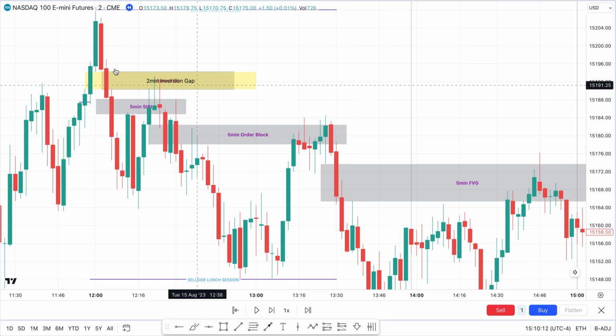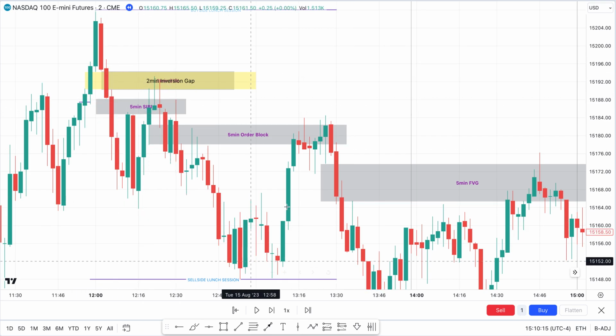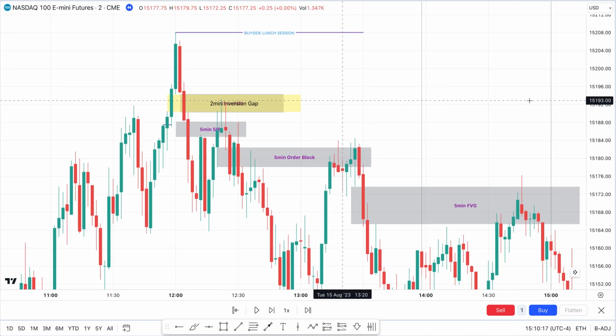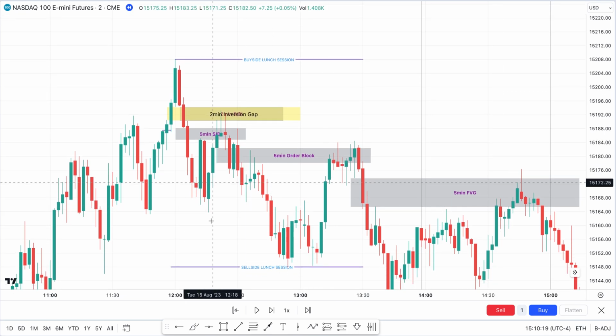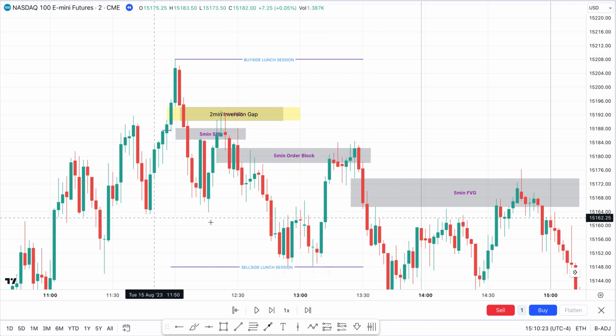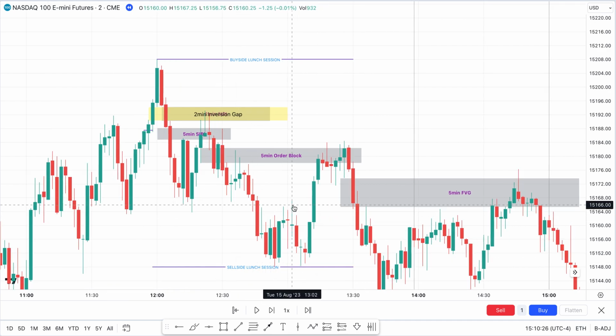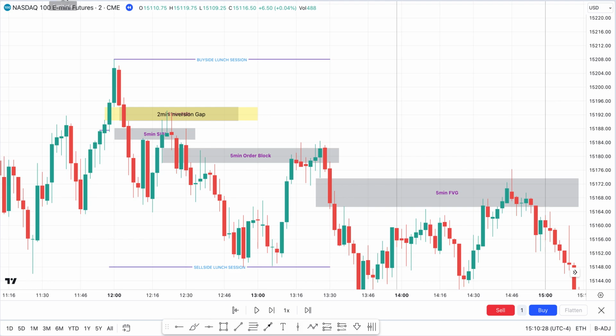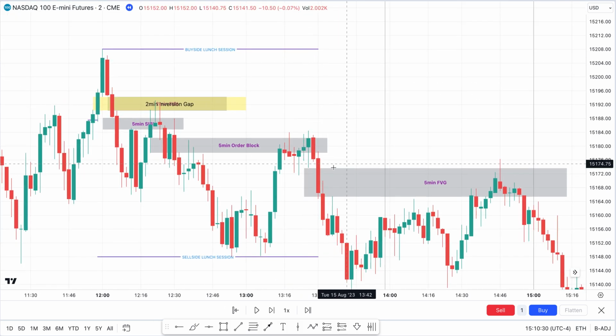Now we'll go to, this is all still within the lunch hour. Run stops, gets liquidity raided, gets liquidity raided. Now we'll go into 1 minute. Oh, inside here as well. Another fair value gap here and here.